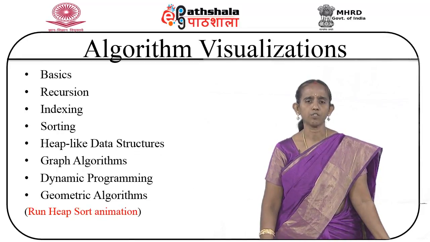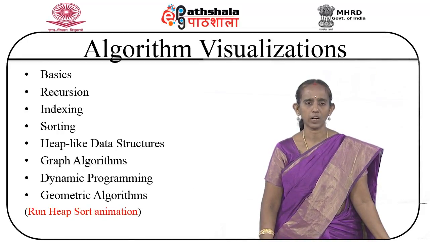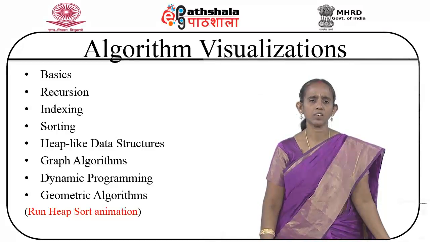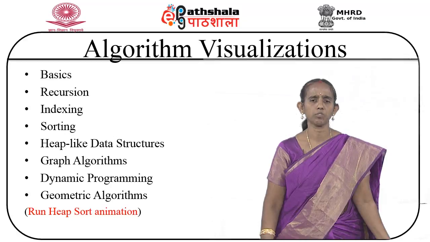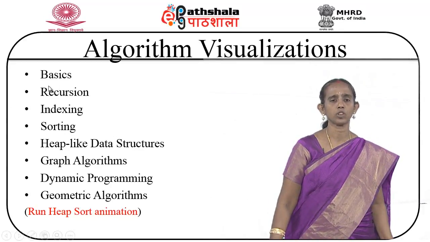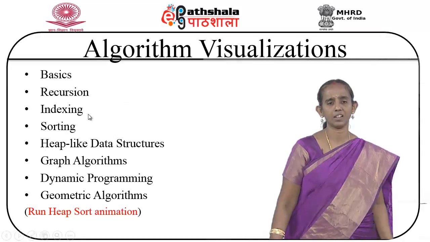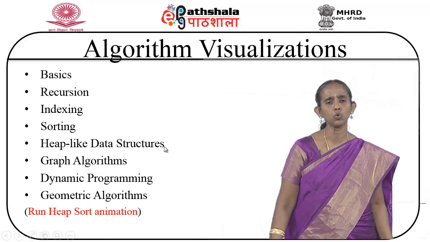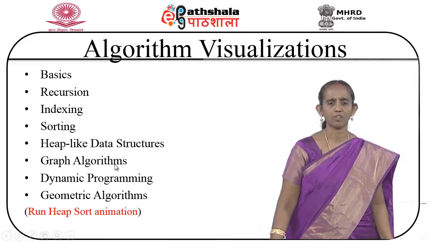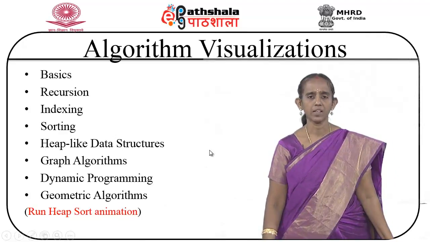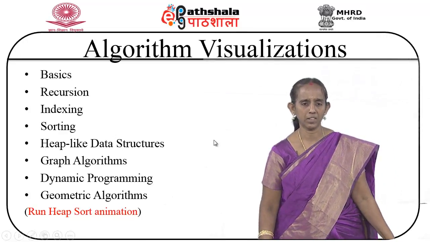The next kind of visualization is the algorithm visualization. In algorithm visualization, we have examples of various algorithms that can be visualized in an animated manner. The basic algorithms on recursion, indexing, sorting, heap-like data structures and various other data structures like linked lists, queues, trees, graph algorithms, dynamic programming algorithms and geometric algorithms can be visualized in an animated manner.